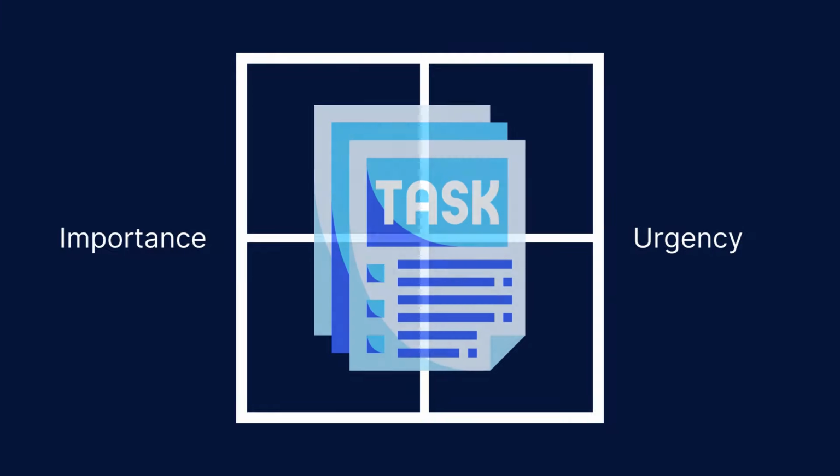The Eisenhower Matrix is a box divided into 4 quadrants, with each one representing a combination of importance, urgency, or the lack of either. These quadrants are where you place your tasks after you make a distinction of whether it is important or urgent. The quadrants are the following.